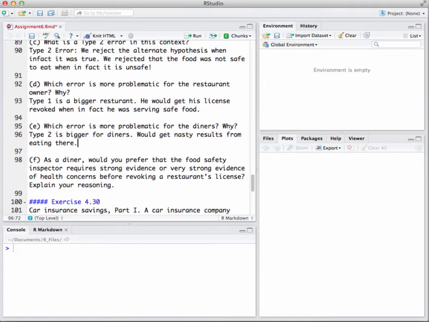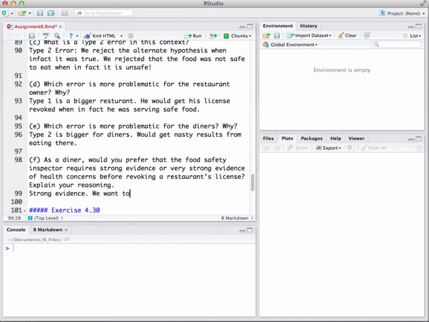All right, and then last but not least, they say, as a diner, would you prefer that the food safety inspector require strong evidence or very strong evidence for the health concerns before revoking the restaurant's license? Explain your reasoning. And we would go with strong evidence. We're going to go over to the whiteboard here in just a minute and explain this a little more. And the reason for that is it's the relationship between type 1 and type 2 error.